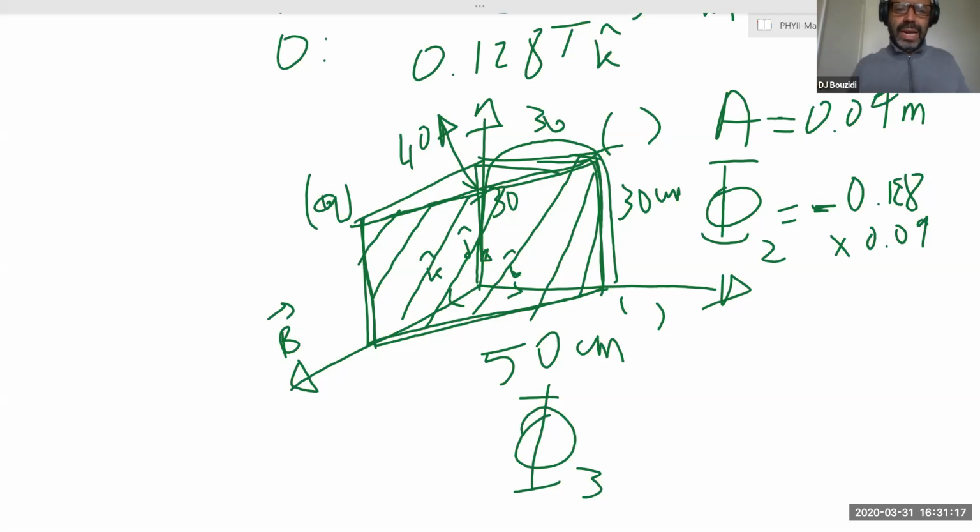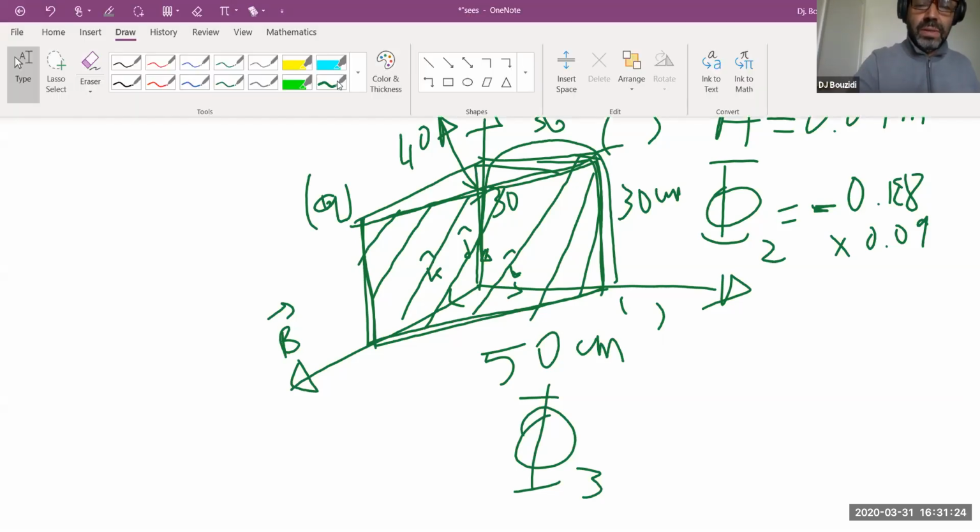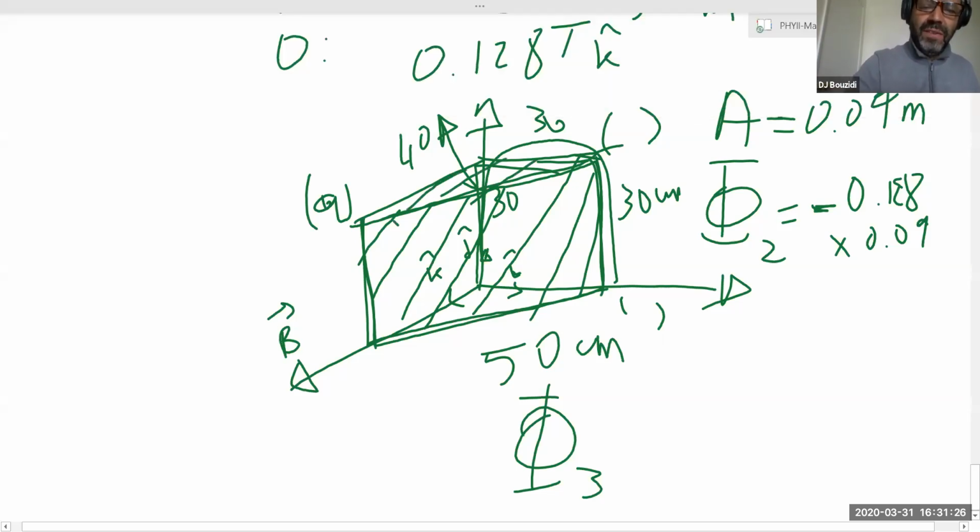Geometry. The last question is the magnetic flux through the entire surface. That should be easy enough to do. Through everything, all of the surfaces added together, including the bottom one. How much is that going to be?